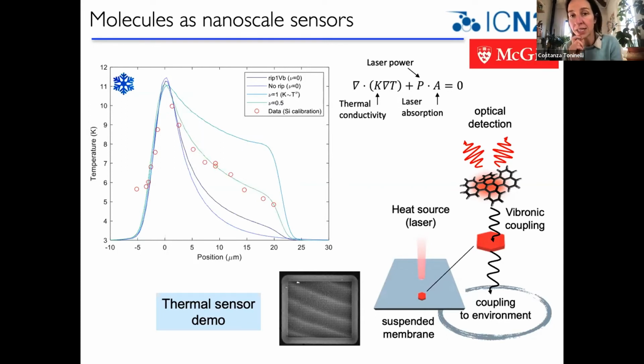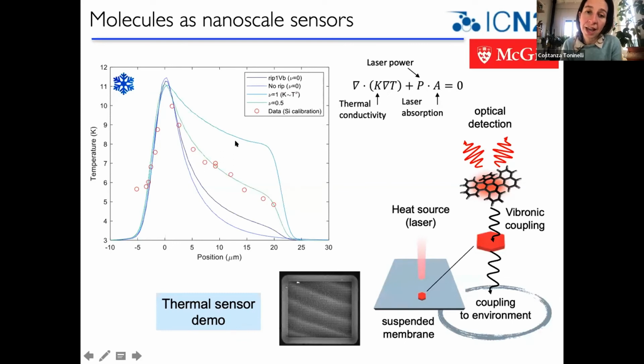And indeed, this analysis was done in collaboration with Professor Hilke at McGill University, who's visiting in Florence. So we try to fit this data using a solution to the heat transfer equation. These dark blue lines correspond to a constant thermal conductivity, and you see that by no means do they manage to reproduce our experimental data. So we made the hypothesis of a polynomial dependence of the thermal conductivity on temperature.